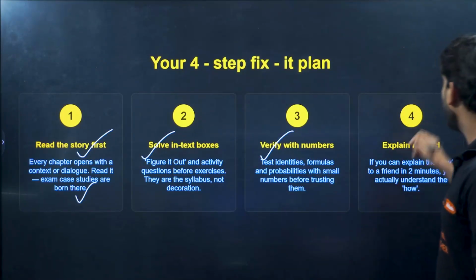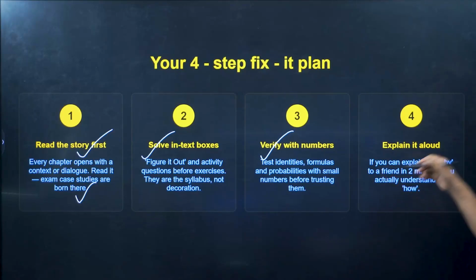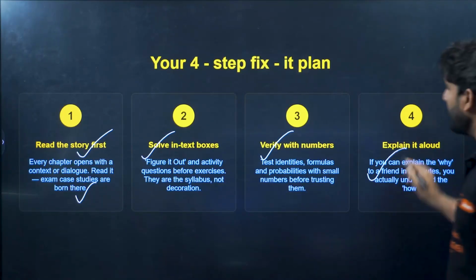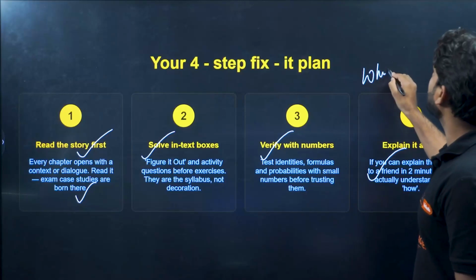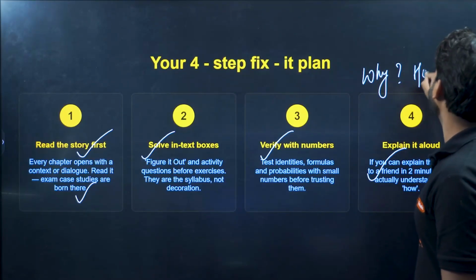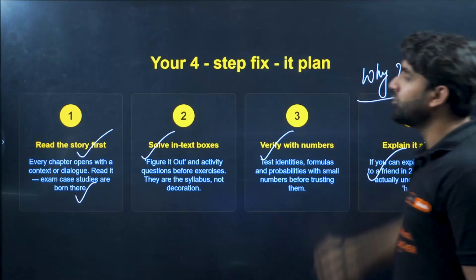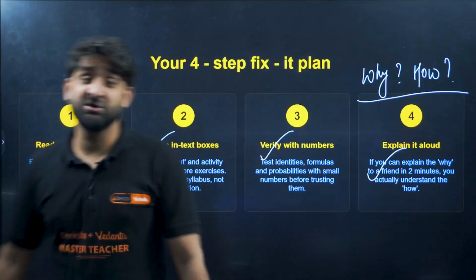Fourth is explain it aloud. If you can explain why to a friend in 2 minutes, you actually understand the how. So my dear champion, you have to focus on why and how if you want to become an expert in Ganit Manjari, champion.